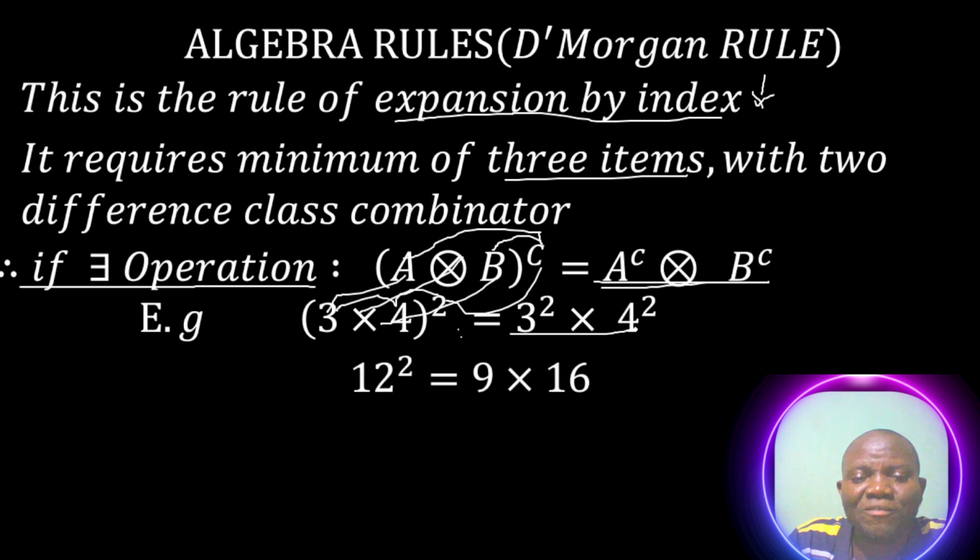So we simplify further, because we know that 4 times 3 is equal to 12, then raised to power 2, that's 144. 3 raised to power 2 is 9, 4 raised to power 2 is 16. 9 times 16, that's equal to what? 144. So this operation takes 2 different parts and results in one single answer.